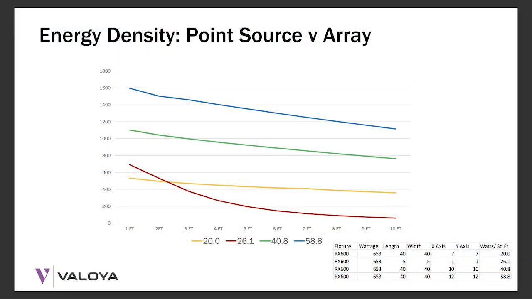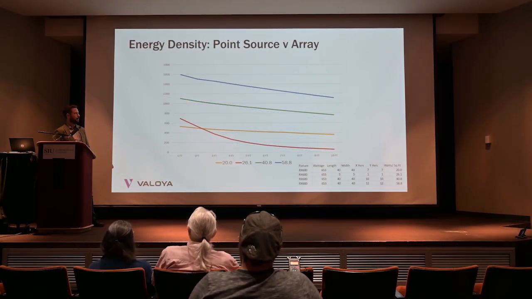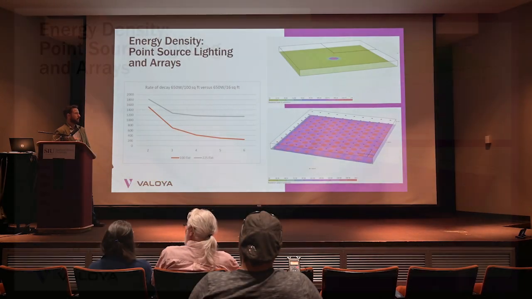So again, just looking at different wattage densities in a system, because we're not dealing with a point source, we're dealing with systems engineering at this point. You can see the 26.1 watts per square foot does have the curve, but we can pretty much plateau that line by putting more light into a room and into a system by raising the lights.